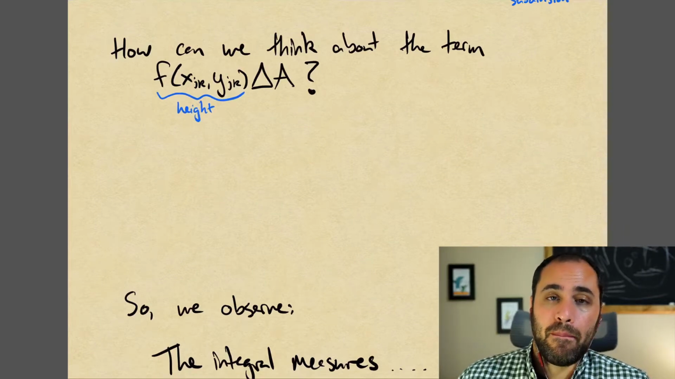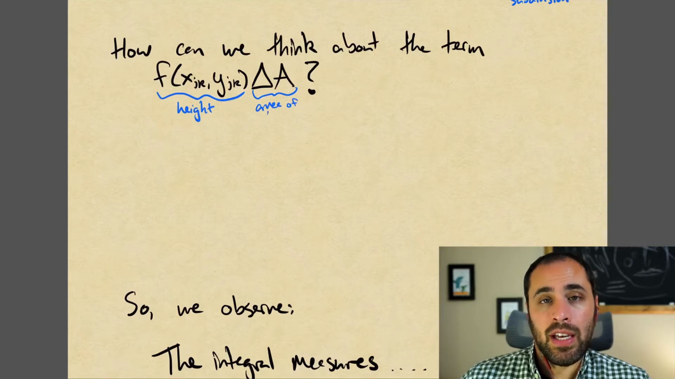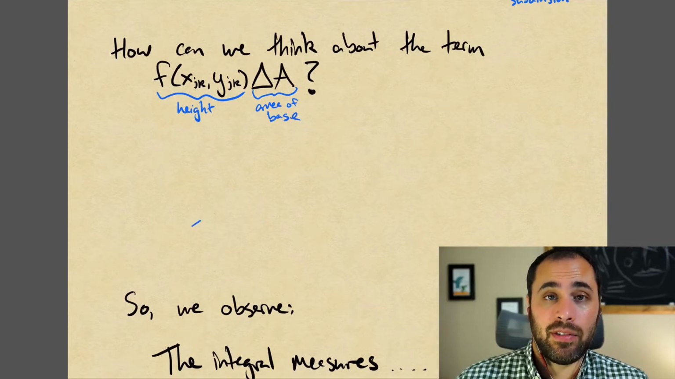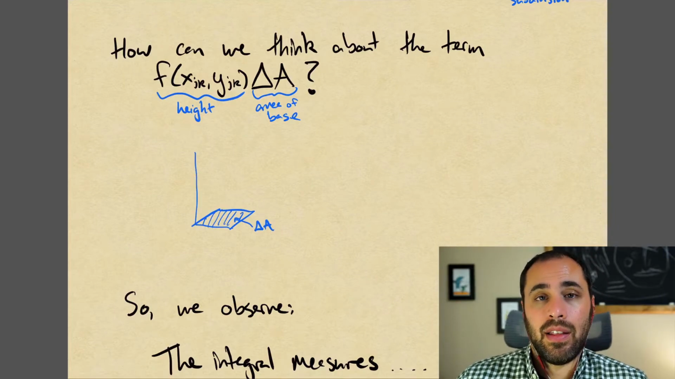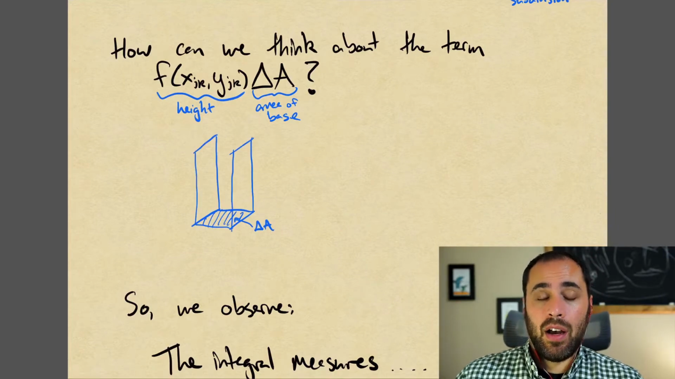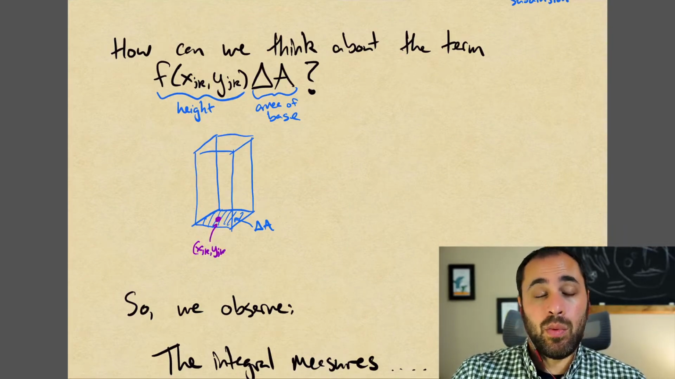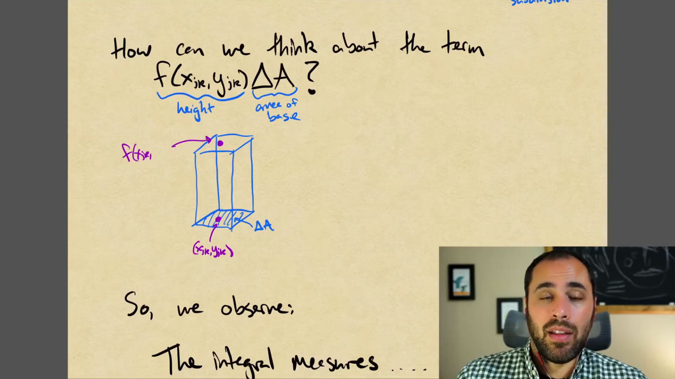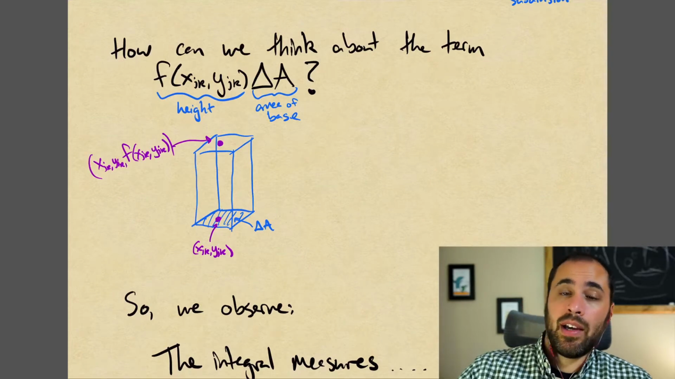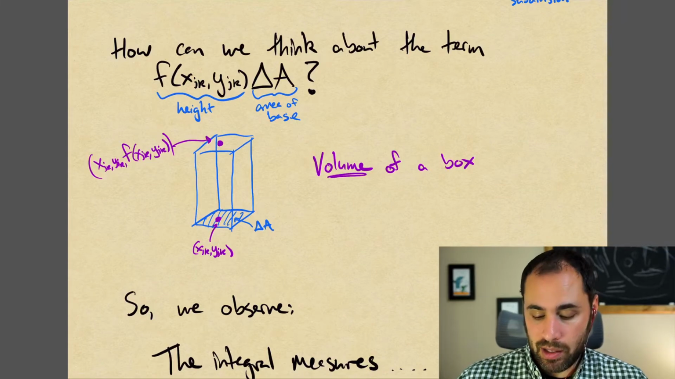Well, plugging a point into the function f gives a height of the graph, gives the z value, and delta A, this is the area of that subdivided region. So we could think of that as a base. That is, we're multiplying the area of a rectangular base times a height. This is the volume of a prism, or the volume of a box.